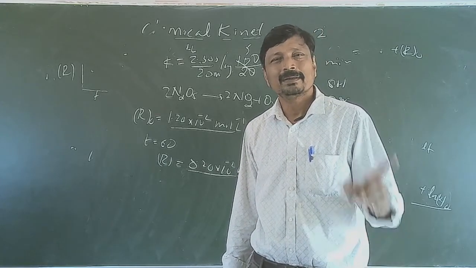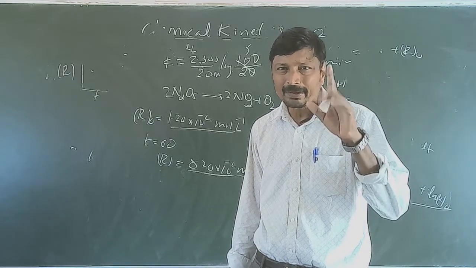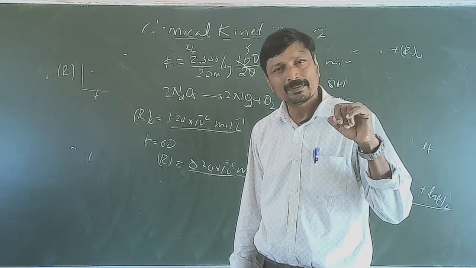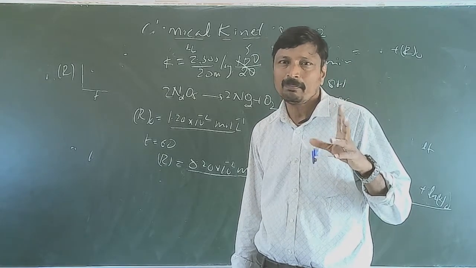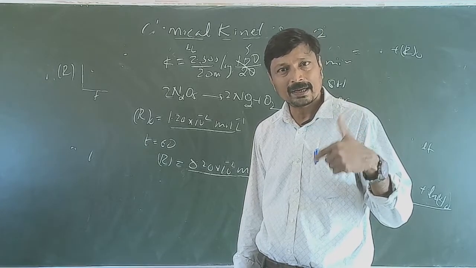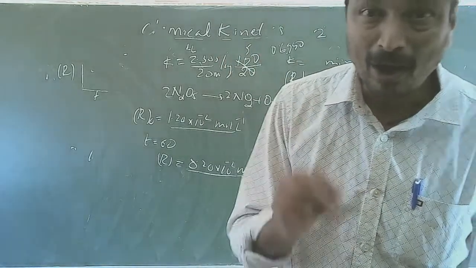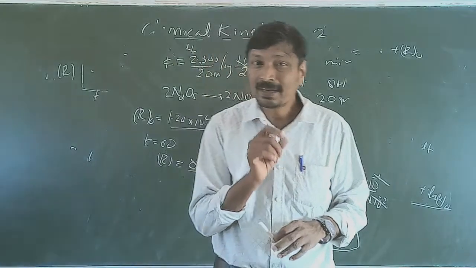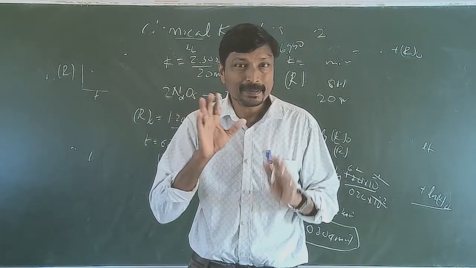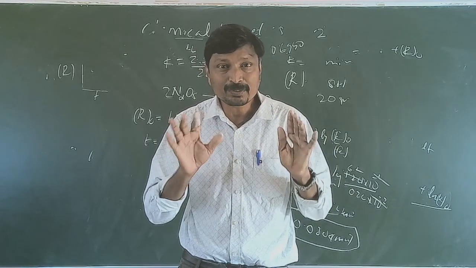So only the formula: K is equal to 2.303 by t log of R naught by R. Suppose R naught, the initial concentration, is given in moles, then R should also be in moles only. If R naught is given in percentage, R should also be percentage. But remember, R is the concentration of the reactant left at time t. If 30% is reacted, it means R is equal to 70%.